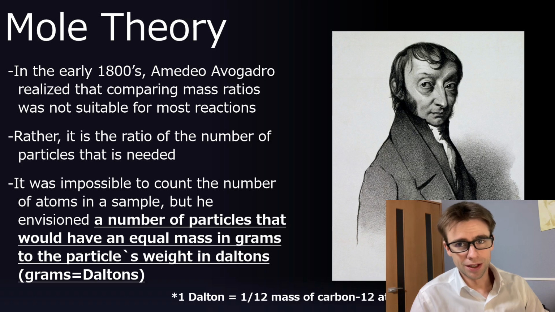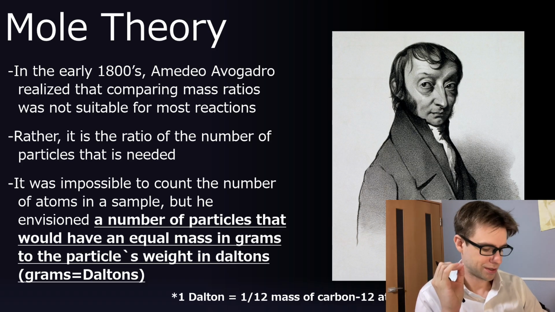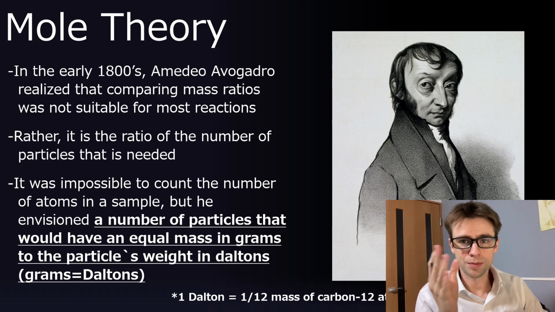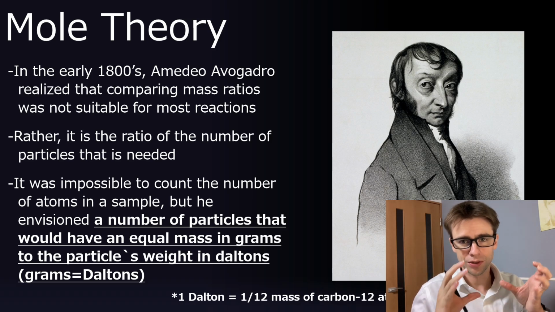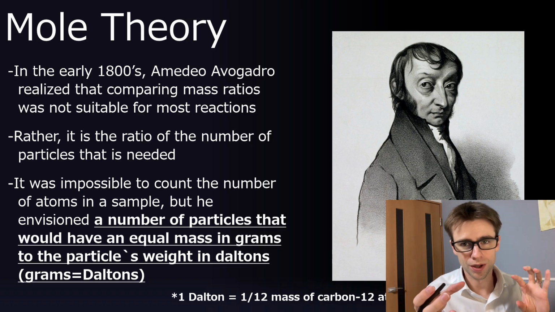All right, I'll repeat that. It's really important to understand. There must be a specific number of particles that would have an equal mass in grams to the particle's weight or mass in Daltons. Okay, so you can imagine I have some hydrogen atoms. They have 1.01 Dalton atomic mass, right?